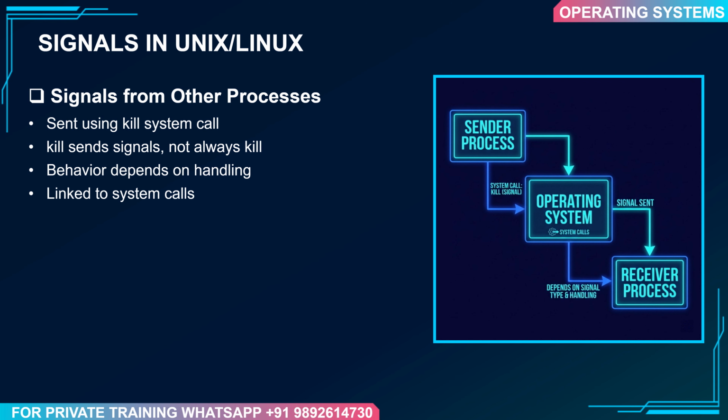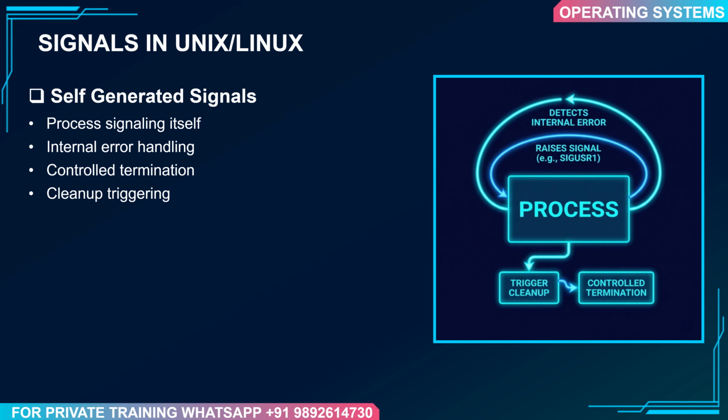Another source of signals is other processes. A process can send a signal to another process using system calls like kill. Despite its name, kill does not always kill a process. It simply sends a signal. What happens next depends on the signal type and how the receiving process handles it. This again connects back to system calls, which we discussed earlier as the controlled way for user programs to request services from the operating system.